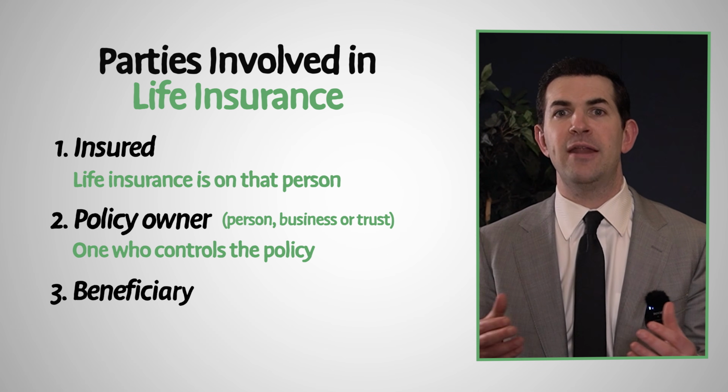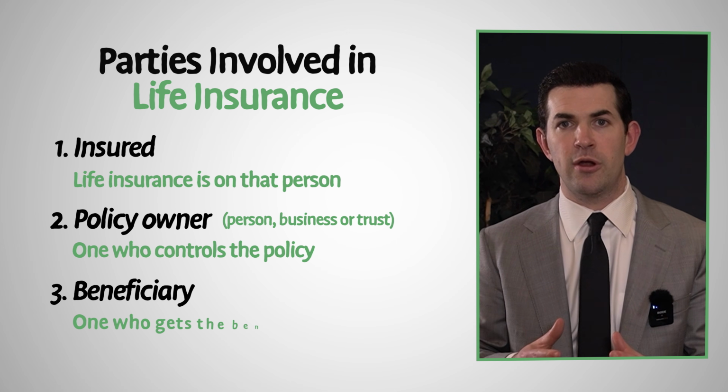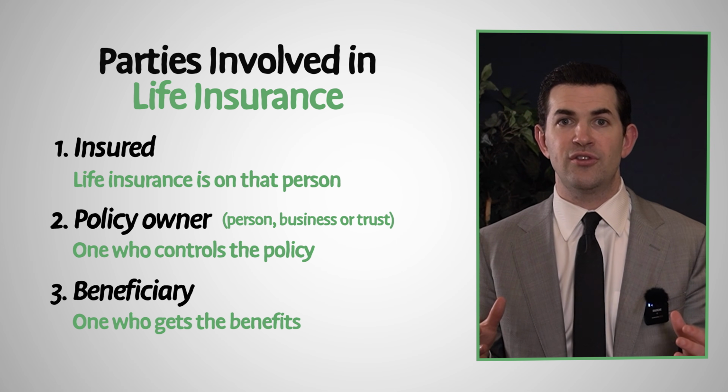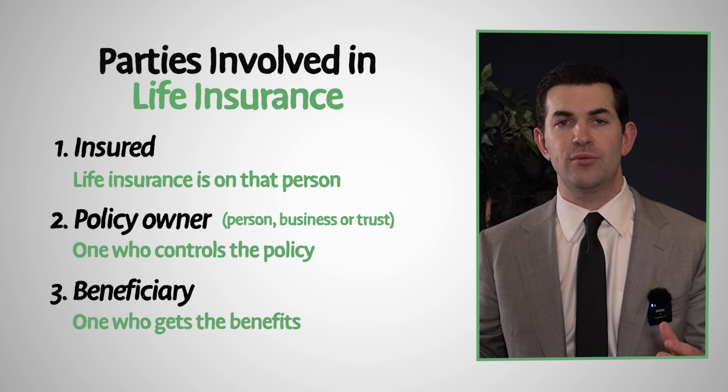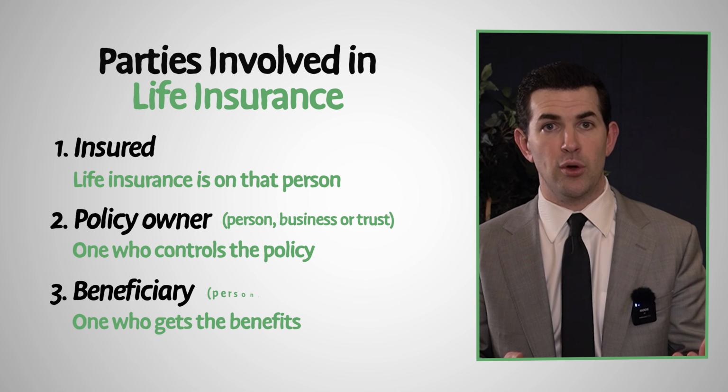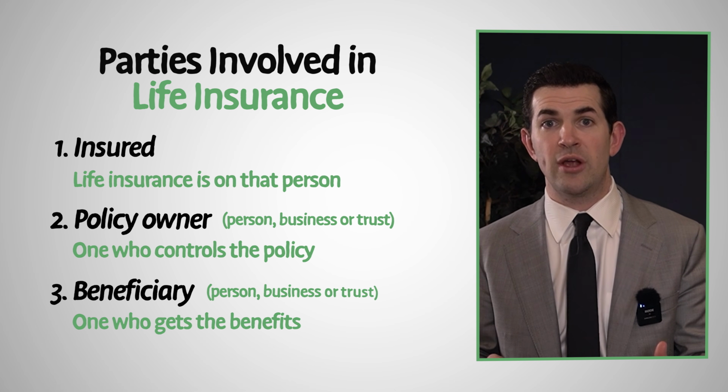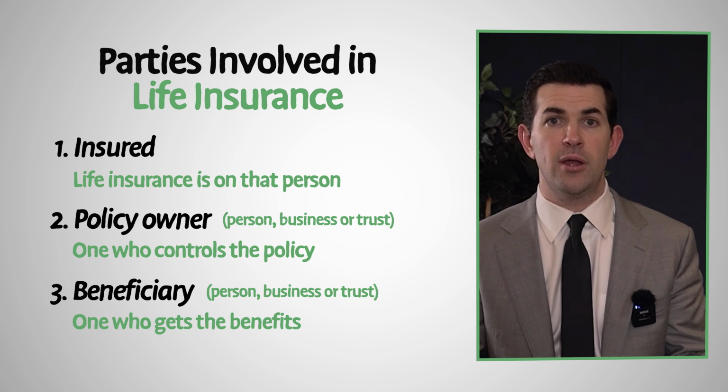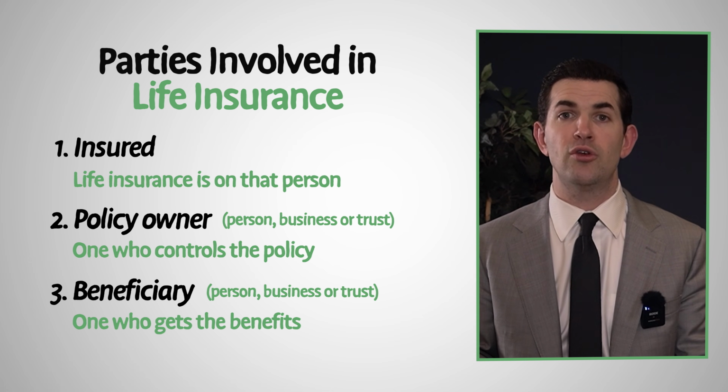And then you have the beneficiary. The beneficiary gets the life insurance when the insured dies. A beneficiary can be a person, business, or trust, just like the owner, but with the beneficiary, you can also have more than one.